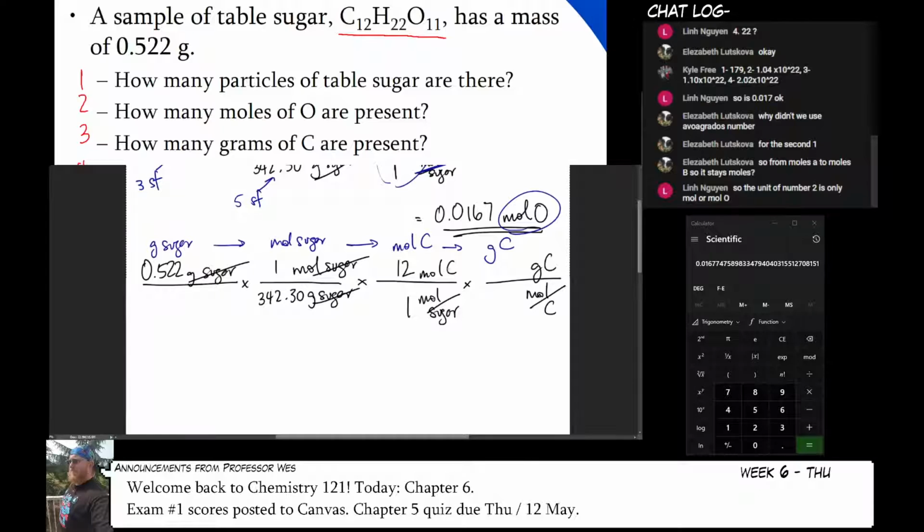And then we can do moles of carbon, turn that into grams of carbon. And according to the periodic table, there are 12.011 grams of carbon per mole of carbon. And so we get for that problem 0.522 times 12 times 12.011 divided by 342.30, which is 0.220 grams of carbon. And we get that number because of sig figs.